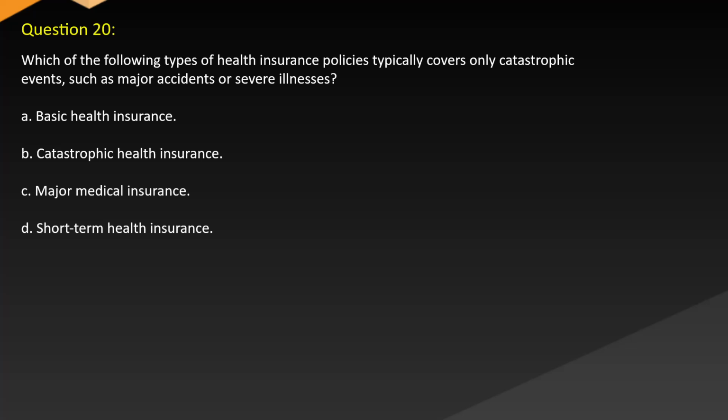Question 20. Which of the following types of health insurance policies typically covers only catastrophic events, such as major accidents or severe illnesses? A. Basic health insurance. B. Catastrophic health insurance. C. Major medical insurance. D. Short-term health insurance.